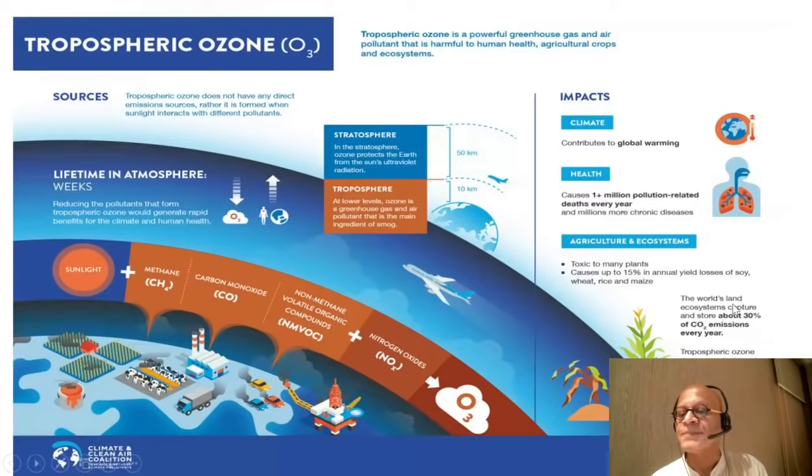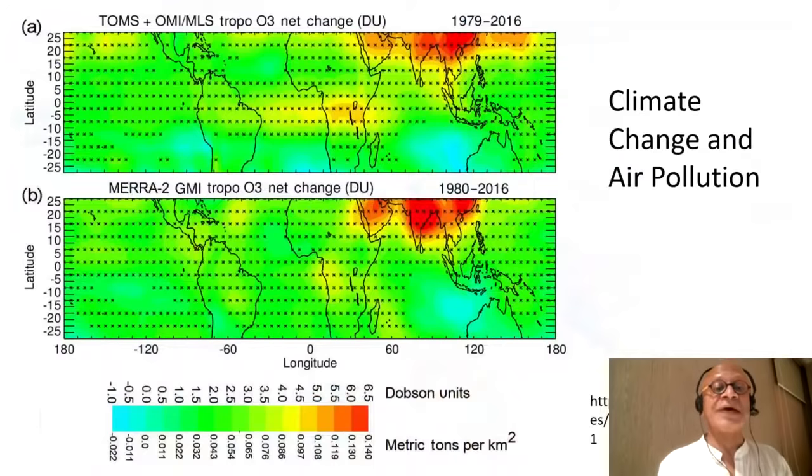The world's land ecosystems capture and store about 30% of CO2 emissions every year. Tropospheric ozone damages plants and their ability to sequester carbon dioxide, which doubles its climate impact. So ozone itself is a strong greenhouse gas compared to CO2, but its ability to reduce carbon uptake by plants means it's going to have a double whammy effect on climate in addition to health. Okay, what are some of the trends?